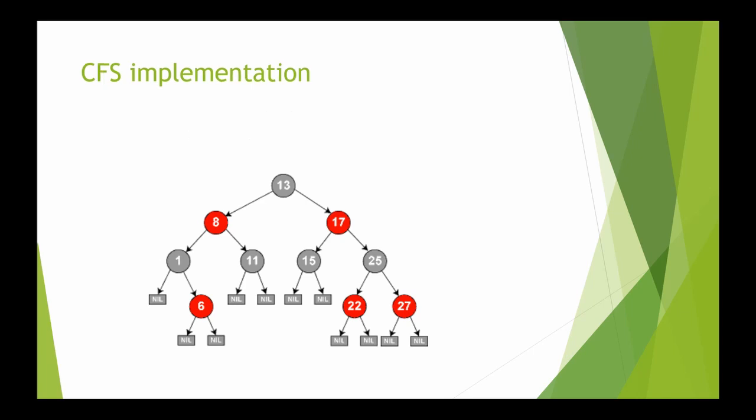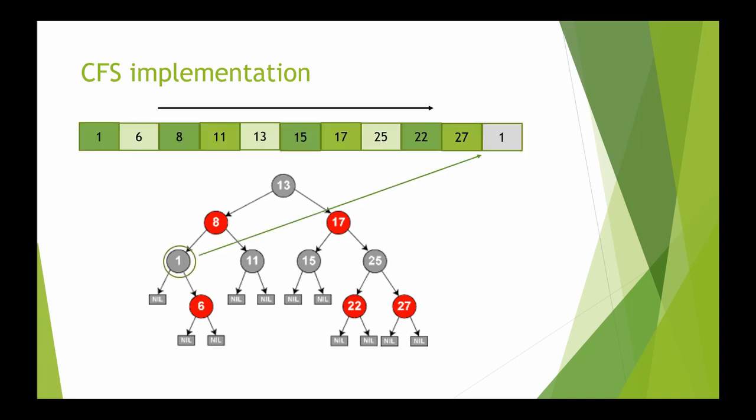To determine the order in which the tasks will be executed, the scheduler does an in-order traversal of the tree. Then it selects the node furthest to the left in the tree to run next.